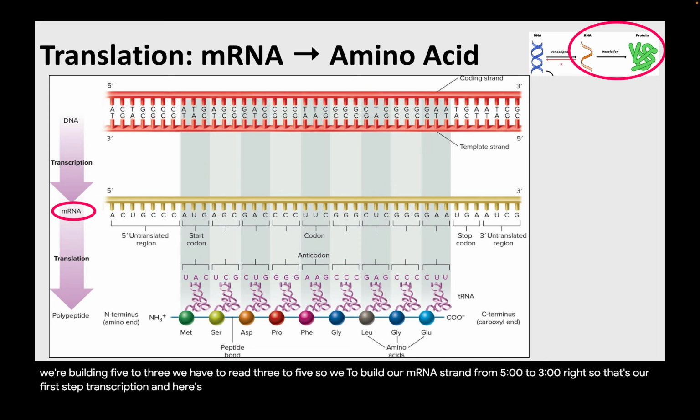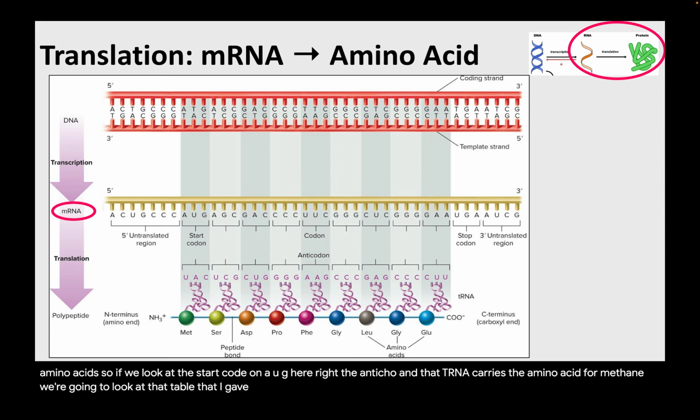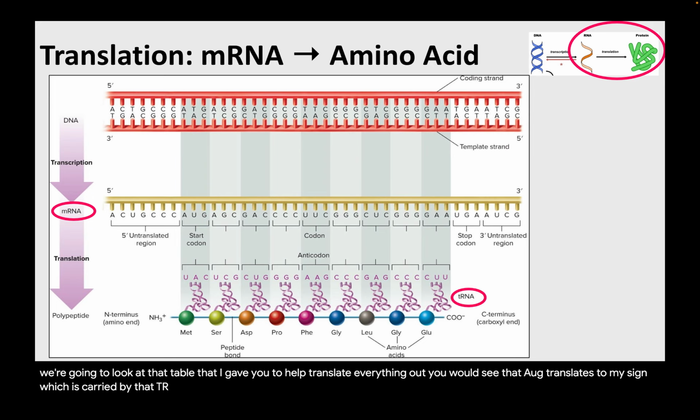And here's where our tRNA molecules come into play. We go from our mRNA molecule to our line of amino acids. So if we look at the start codon, AUG here, the anticodon on a tRNA is UAC, and that tRNA carries the amino acid methionine. If we were to look at that table that I gave you to help translate everything out, you would see that AUG translates to methionine, which is carried by that tRNA molecule.